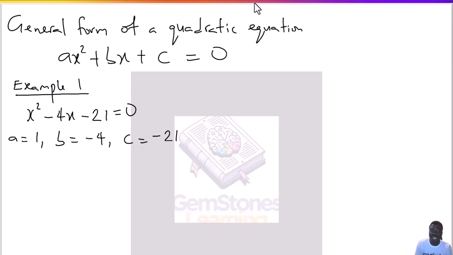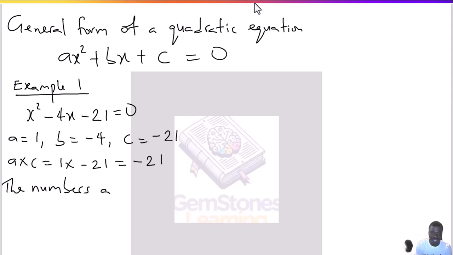So what is step 2? Step 2 says multiply a and c. So a times c is equal to 1 times minus 21, and that is equal to minus 21. What is step 3? Find two numbers which when multiplied give you minus 21, which is a times c, and when added give the value of b. Take note, the signs must be perfect. The numbers are minus 7 and 3, because minus 7 times 3 will give me minus 21, and minus 7 plus 3 will give me negative 4.